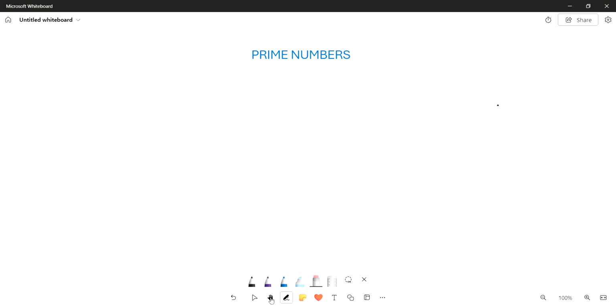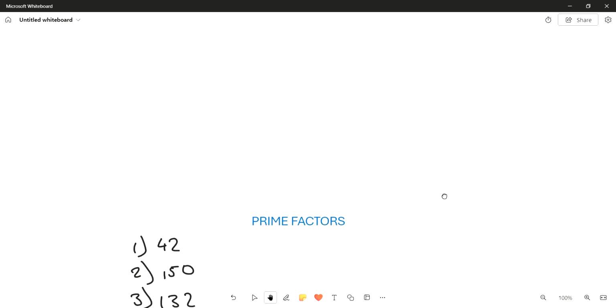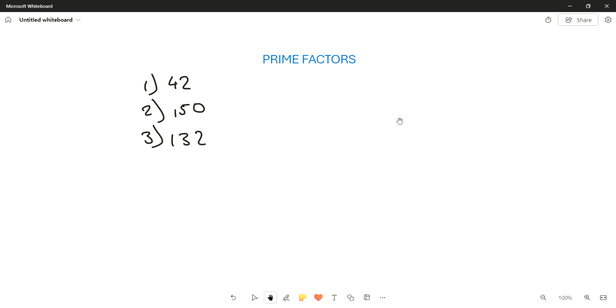Now, prime numbers are useful when dealing with prime factors. And prime factors are also useful when trying to find the lowest common multiple and highest common factor, which we'll go through in our next video. However, when we're trying to find prime factors, we're trying to find the factors of a number that are all prime. So it'll make a bit more sense when I go through.